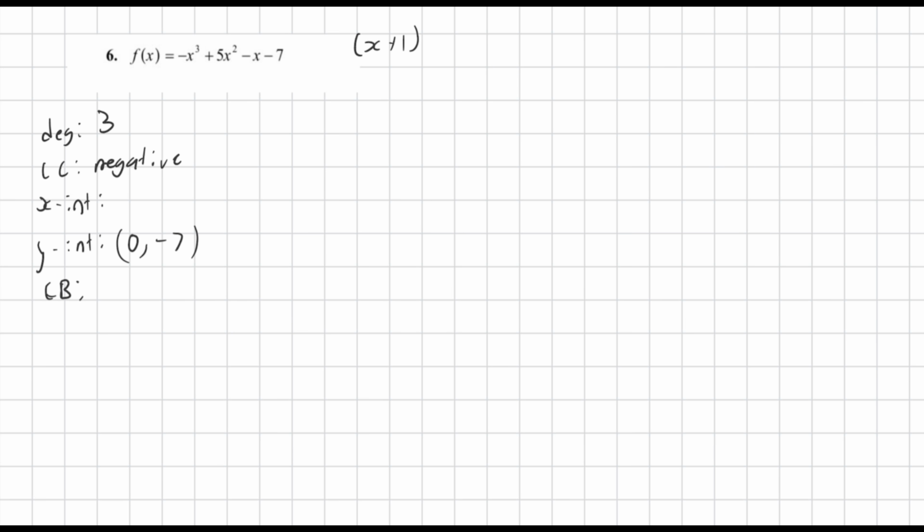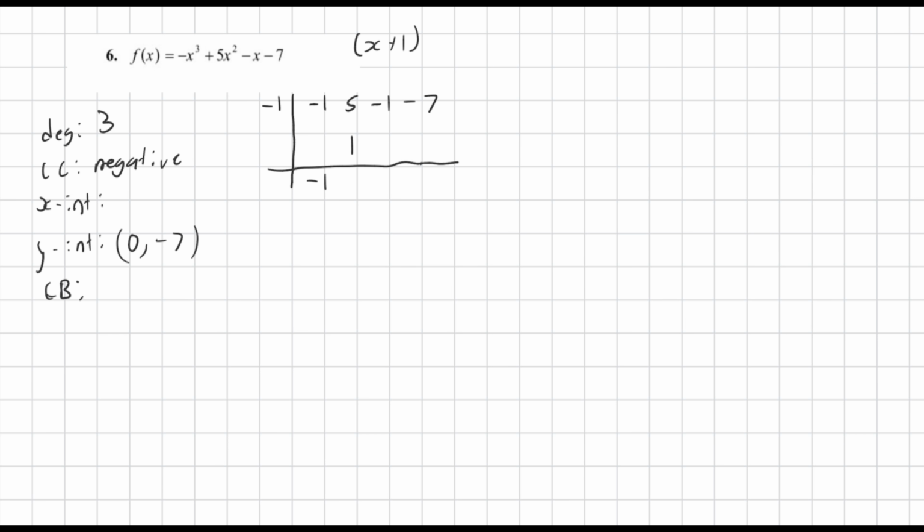Let's go ahead and do synthetic division because that's just the easiest here. Take the -1 down, and then we're going to go ahead and do -1, 5, -1, -7. Whatever ends up here should end up being 0. So we bring the -1 down.